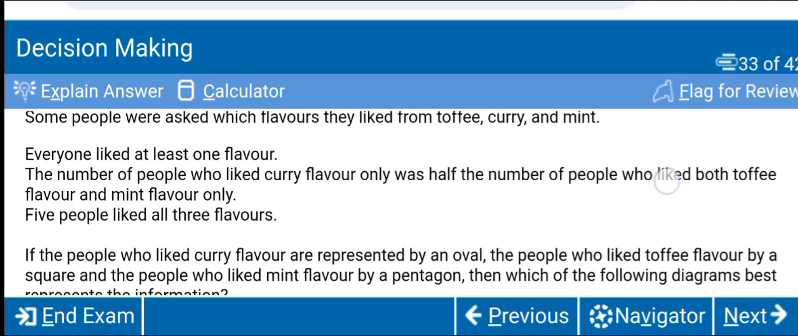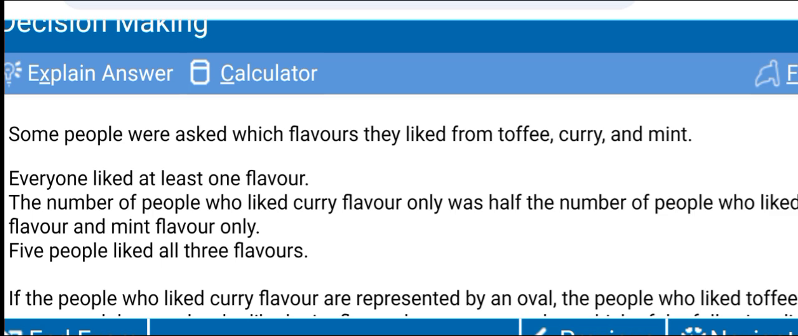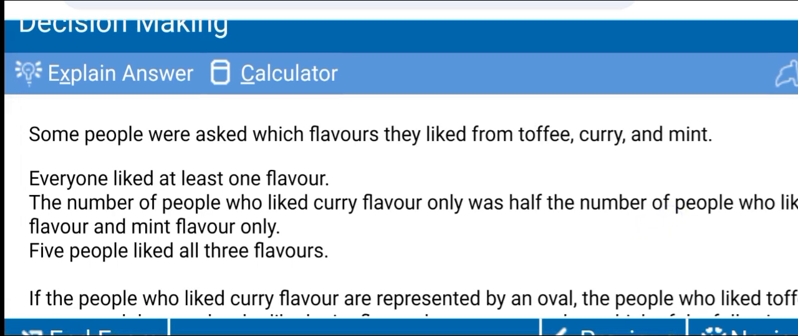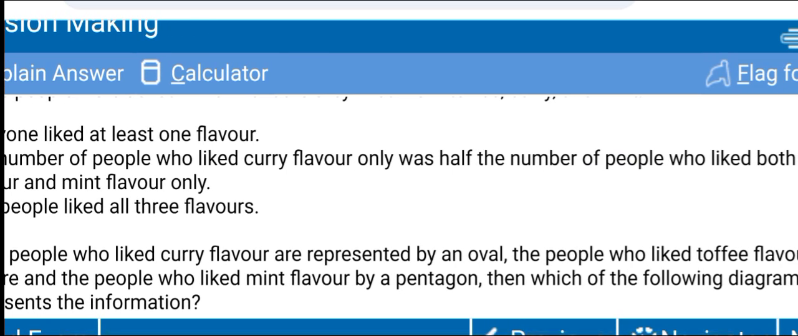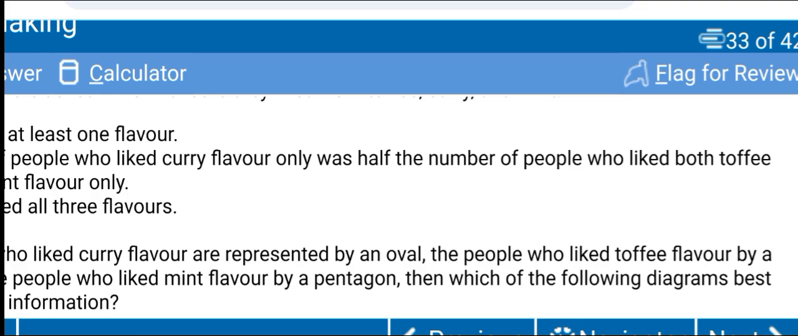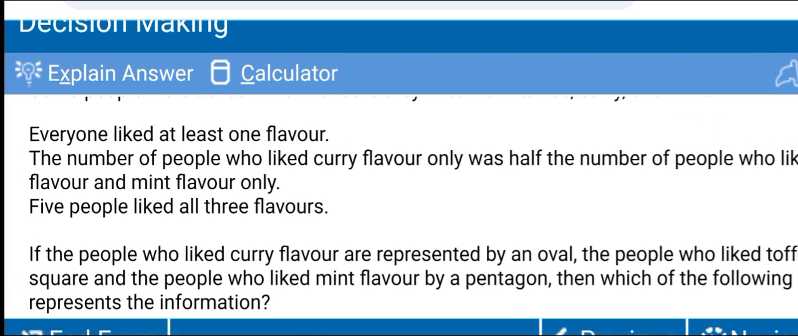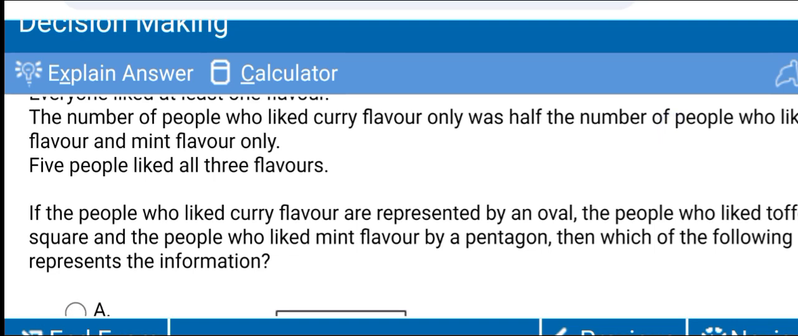Next we have question number 33, which says some people were asked which flavors they liked from toffee, curry and mint. Everyone liked at least one flavor. The number of people who liked curry flavor only was half the number of people who liked both toffee flavor and mint flavor only. 5 people liked all three flavors.